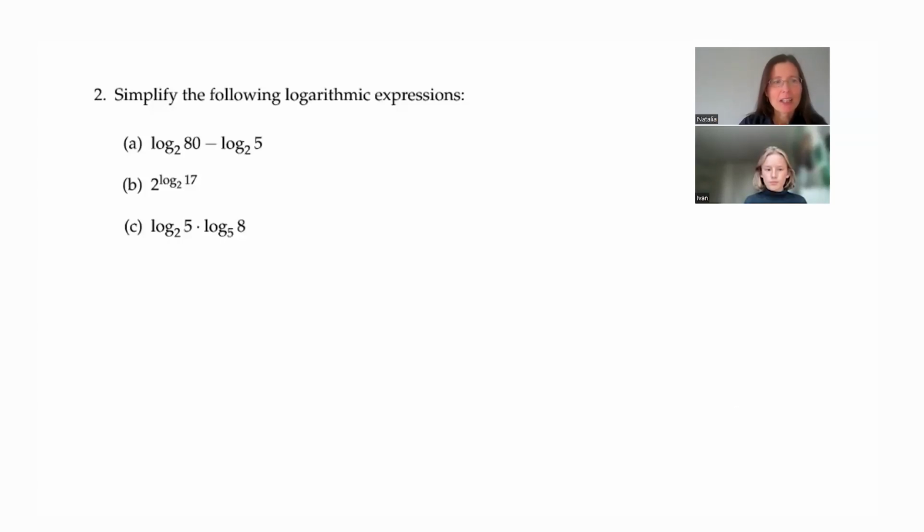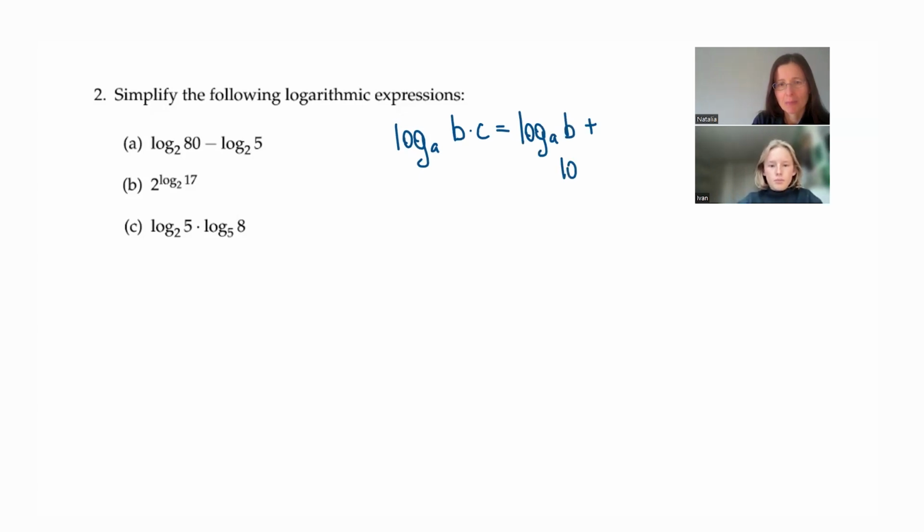Problem 2. Simplify the following logarithmic expressions. So here we will remind the few rules of the logarithms that we will be using. Logarithm of base A of the product of B and C is equal to what, Ivan? Is equal to logarithm A of B plus logarithm A of C. Mm-hmm. So this is the product rule.